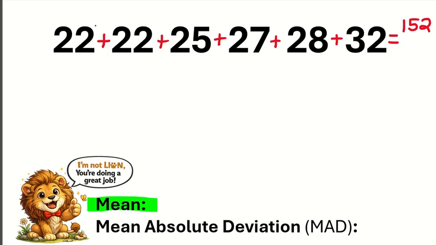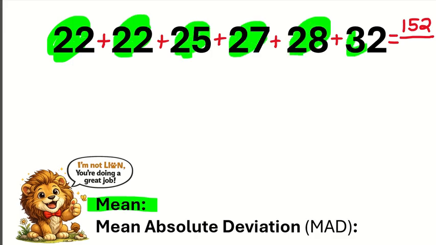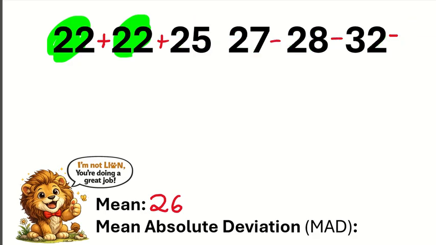But remember, you must divide the sum by the number of numbers. So let's count up. There's 1, 2, 3, 4, 5, 6 data points. So we're actually going to divide 152 by 6. And 152 divided by 6 is, does anybody know? That's right, 26. So our mean is actually 26, which is most helpful because we do need the mean in order to find the mean absolute deviation. So let's clean this up.